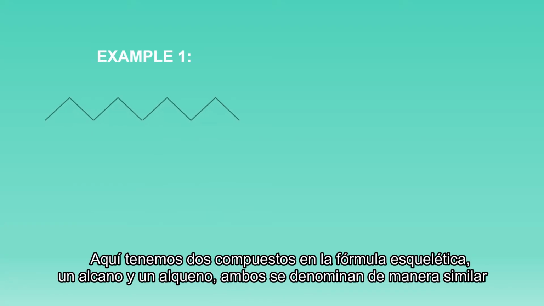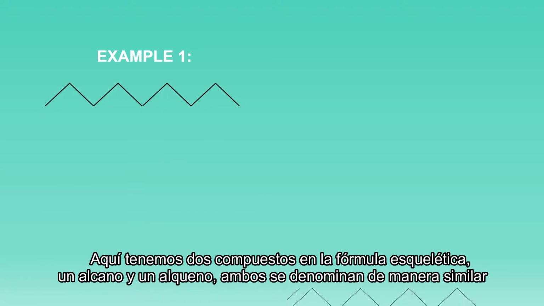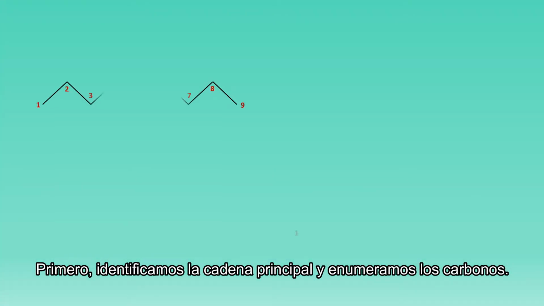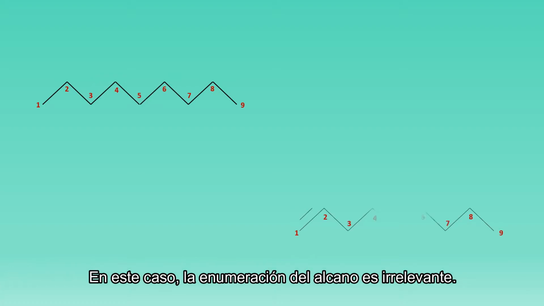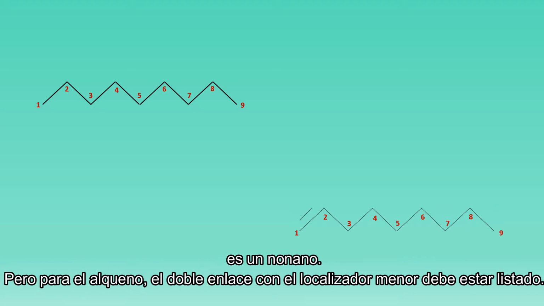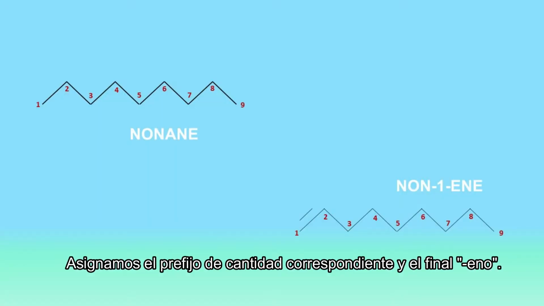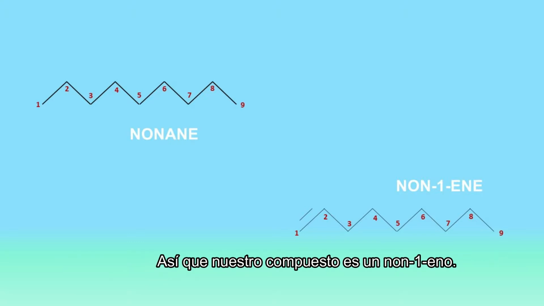Example number 1. Here we have the compound in skeletal formula. An alkane and an alkene are named similarly. First, we identify the main chain and list the carbons. In this case, the numeration of an alkane is irrelevant, it is a no-name. But for an alkene, the double bond with the minor locator must be listed. We assign the corresponding quantity prefix and the ending -ene. So our compound is a non-1-ene.